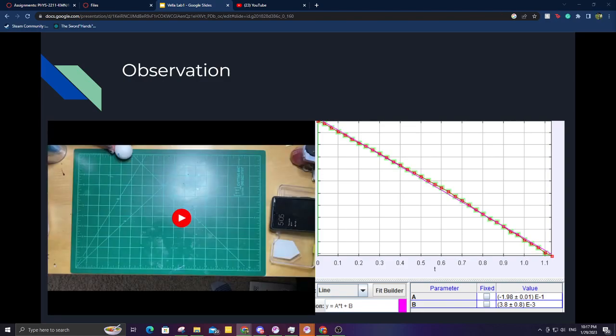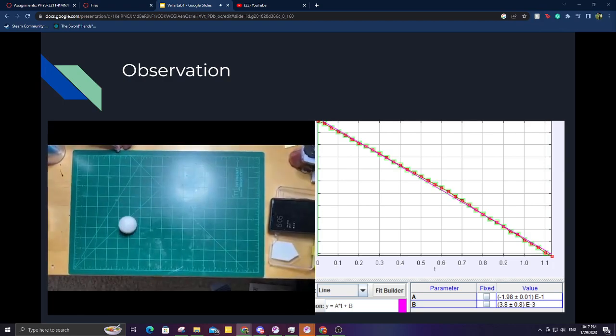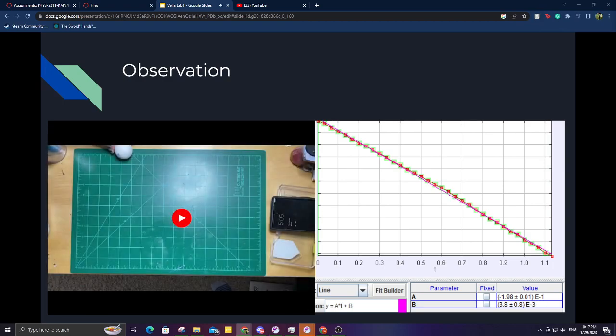So as you can see, it's a ping pong ball rolling across the table. The system in this situation is the ball itself, where the surroundings would be the air that it pushes through, and then the mat that it's rolling across. I set the origin of this experiment to be on the ball itself, in the very center of the ball when the video starts, and because of that, the ball is moving in a negative y direction.